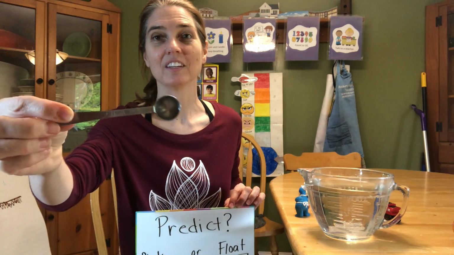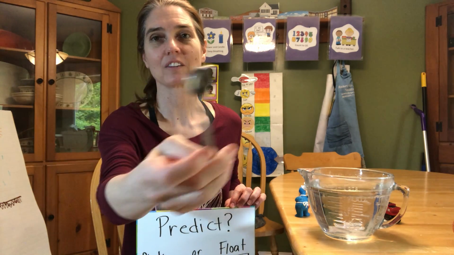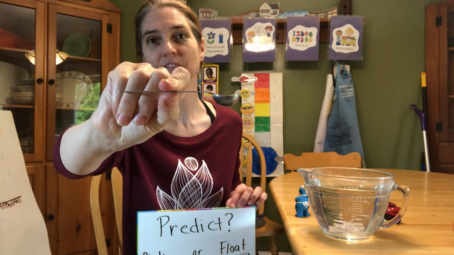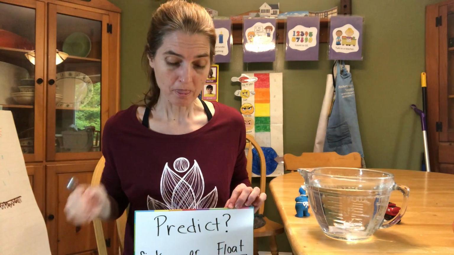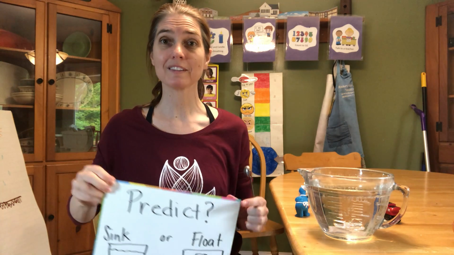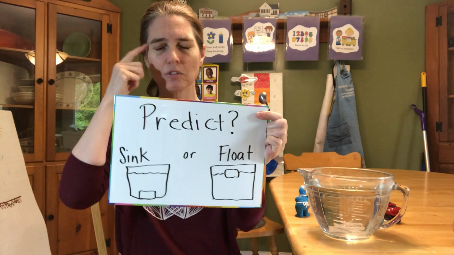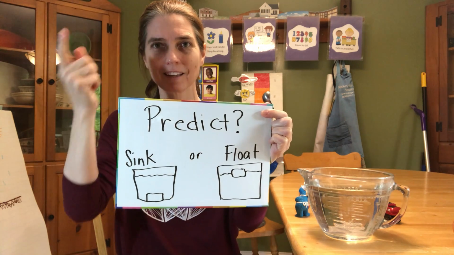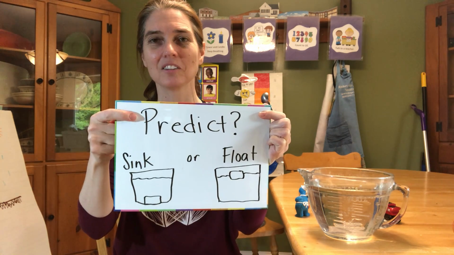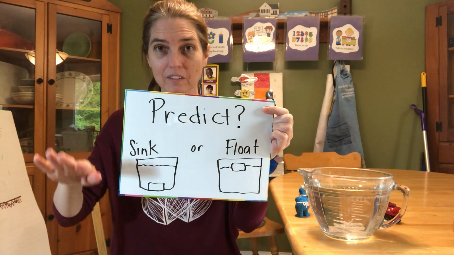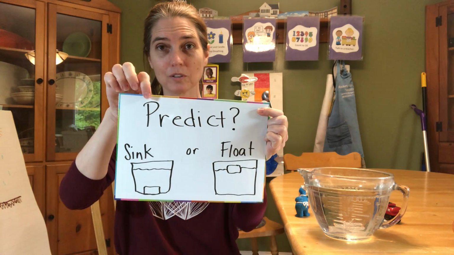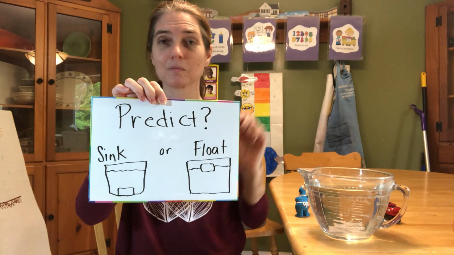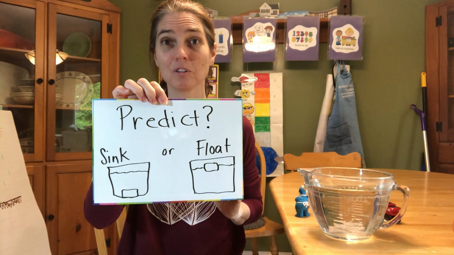Okay, my next item is a spoon. It's actually a measuring spoon, but you could use any old spoon. It's a metal spoon. So do you think, what do you know about a spoon? Think and make a guess. Predict. Do you predict the spoon will sink to the bottom? Or do you predict that the spoon will float at the top? What do you think? What do you predict?